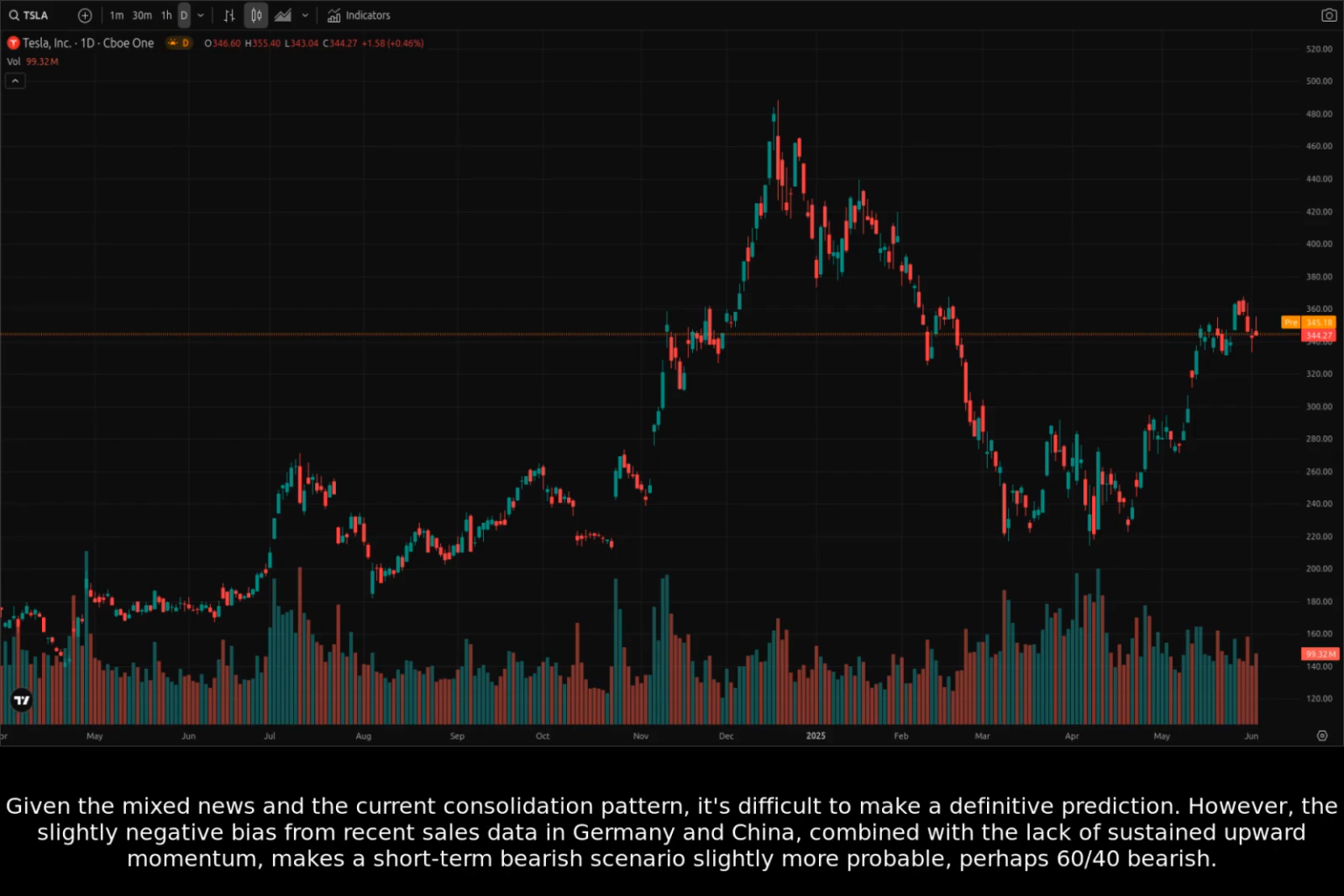Given the mixed news and the current consolidation pattern, it's difficult to make a definitive prediction. However, the slightly negative bias from recent sales data in Germany and China, combined with the lack of sustained upward momentum, makes a short-term bearish scenario slightly more probable, perhaps 60/40 bearish.